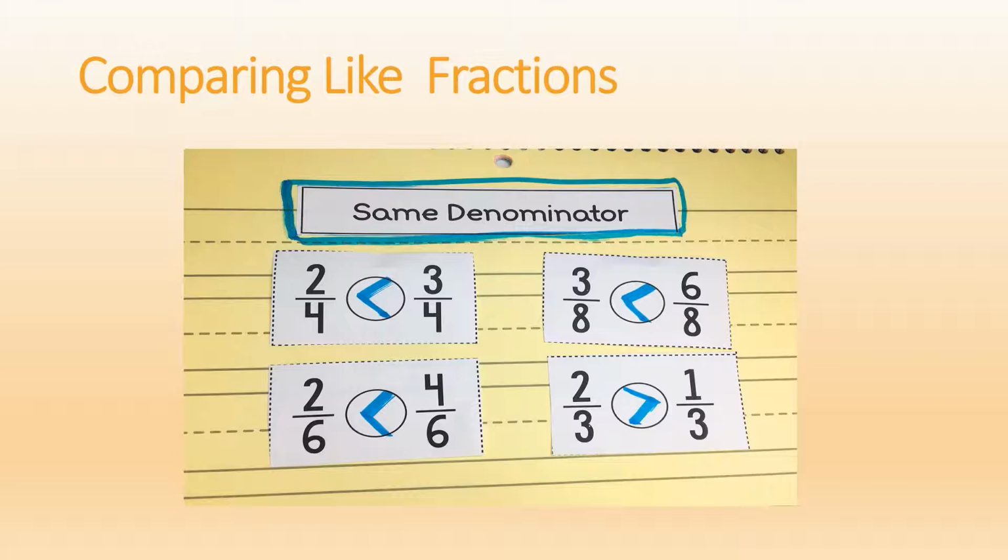Third example, 2 upon 6 and 4 upon 6. The number on numerator, that is 4, is bigger than 2. So that's why 4 upon 6 is bigger than 2 upon 6. Then the last example, 2 upon 3 and 1 upon 3. So here 2 upon 3 is bigger than 1 upon 3 because 2 is greater than 1. See, you can see the numerator and easily say which fraction is bigger.